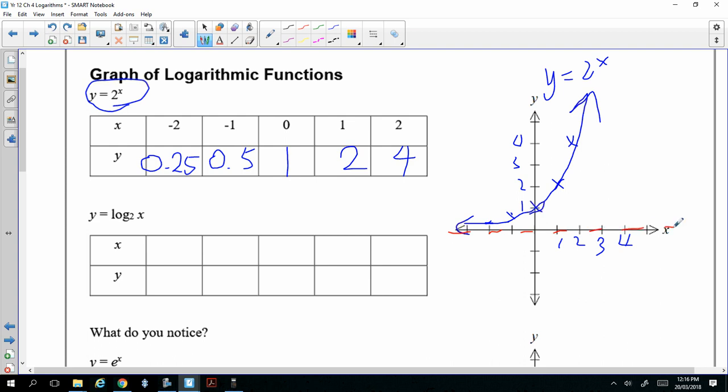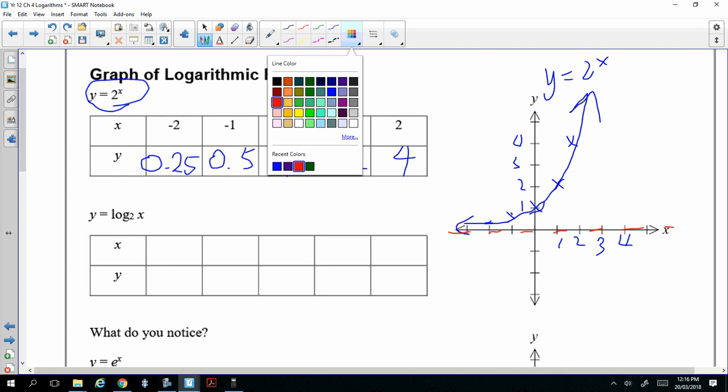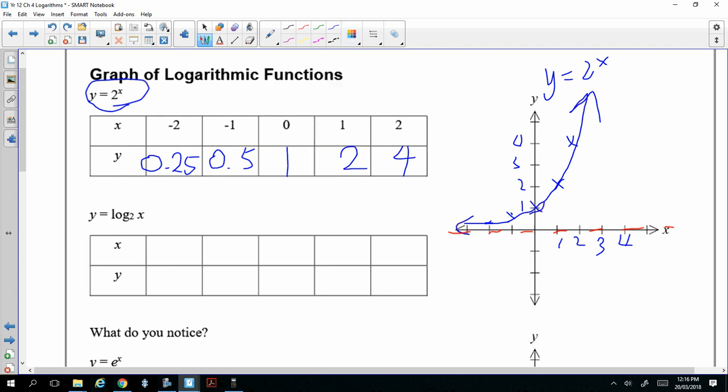Okay, after you do this, we're going to try to do the log graph. For the log graph, you're going to put 0.25 there, and then 0.5, 1, 2, 4. So just copy this down into the x. And then what you do is, if you try to do log base 2, what's the answer? Log base 2 of 2 is 1, right?